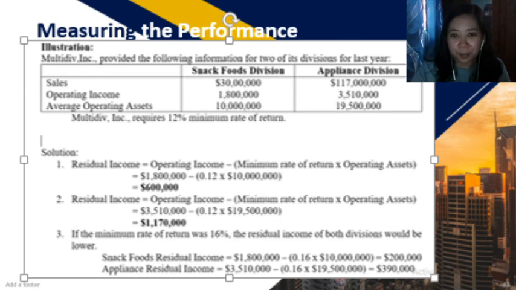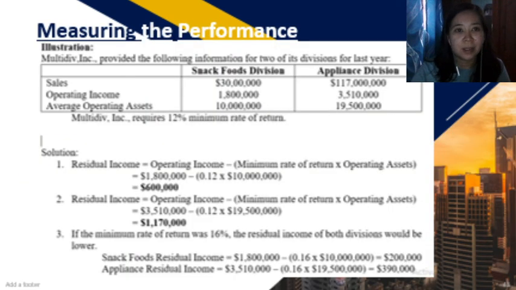So that's for residual income. This is how you use and determine RI, especially in measuring the performance of an investment center.